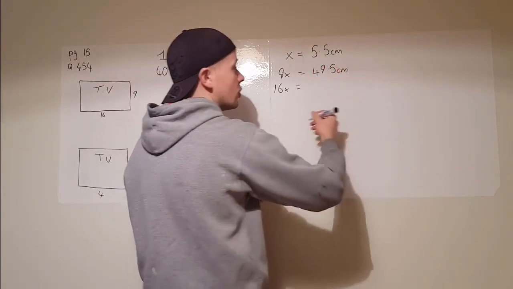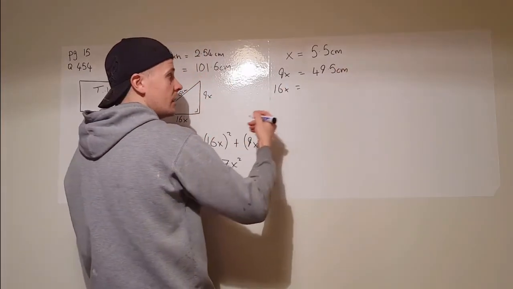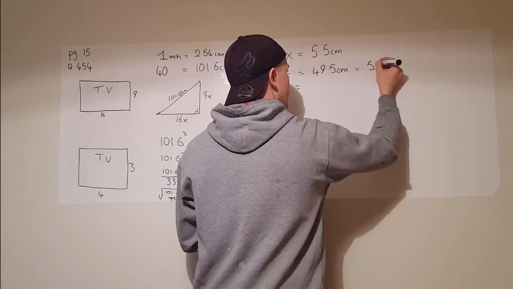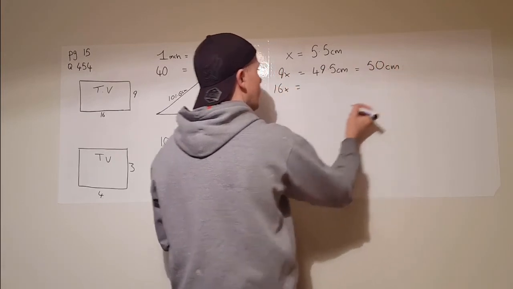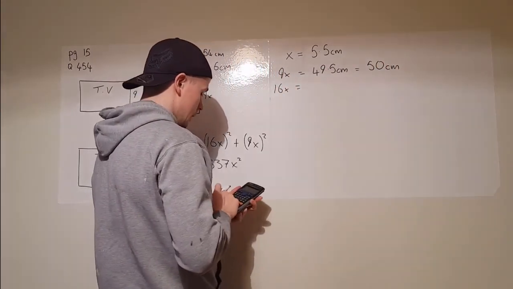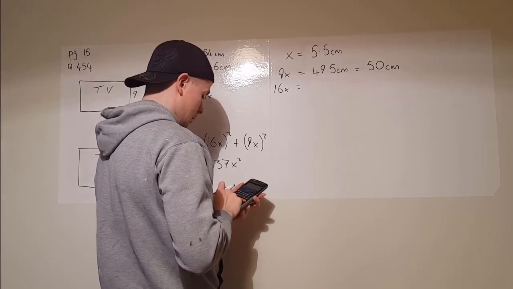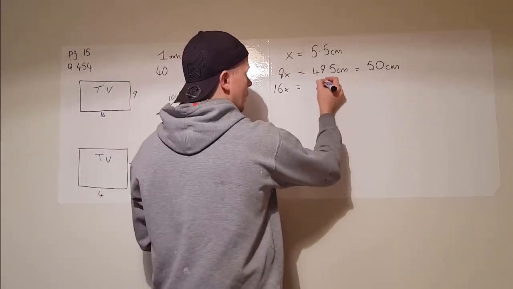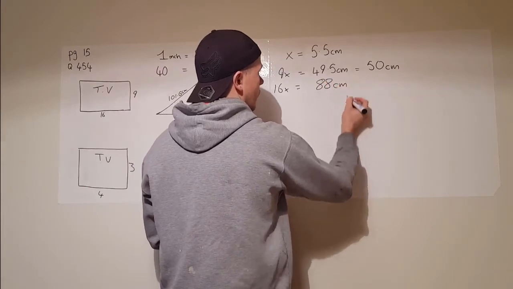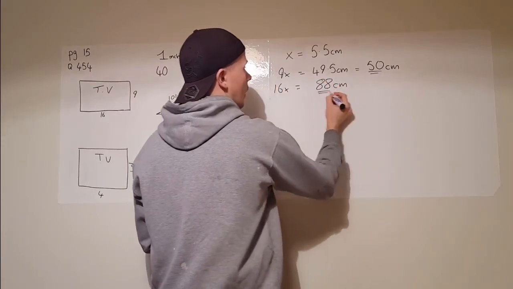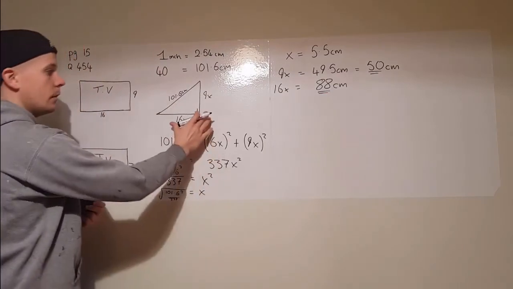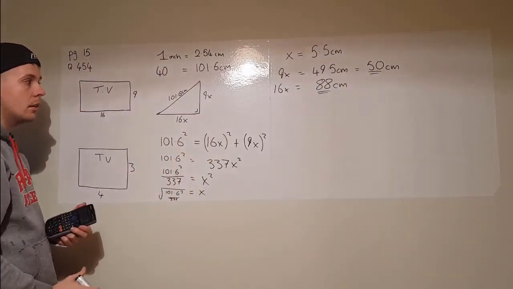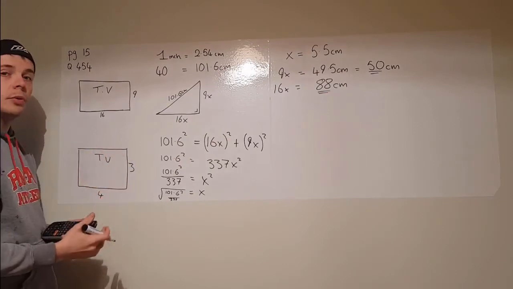It asked us to round to the nearest centimeter, and 49.5 ends up as 50 centimeters. And we're going to get 16 by the 5.5, and that is exactly 88 centimeters. So that's the height and width of the TV with an aspect ratio of 9:16. Alright, that's part 2 done.